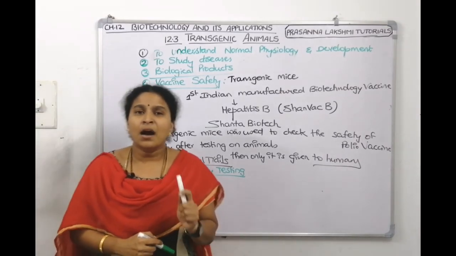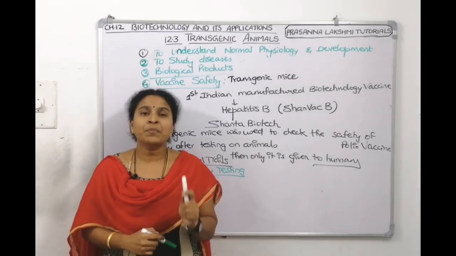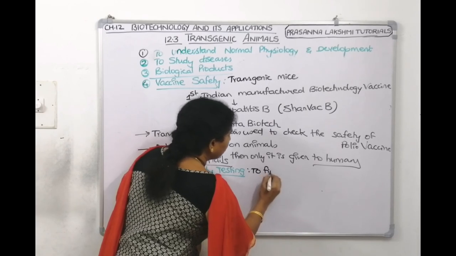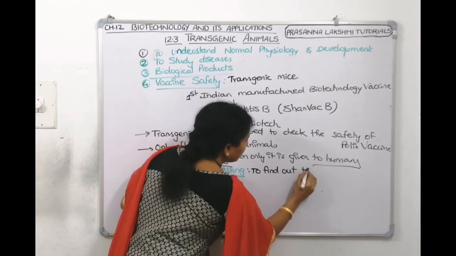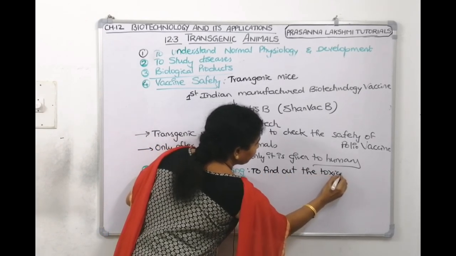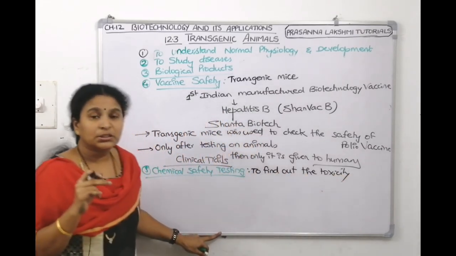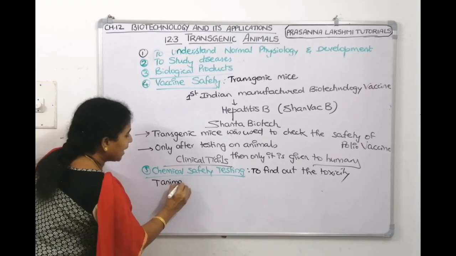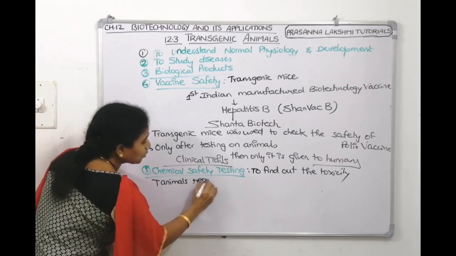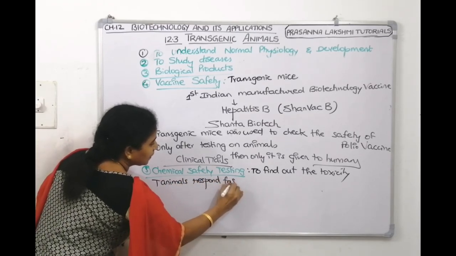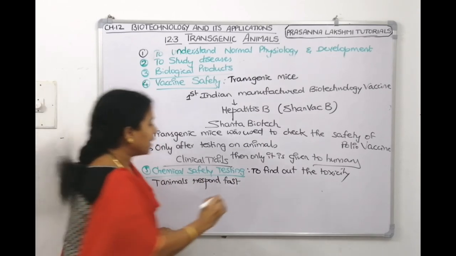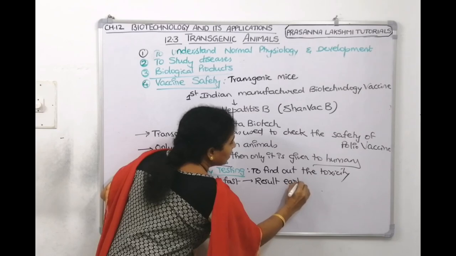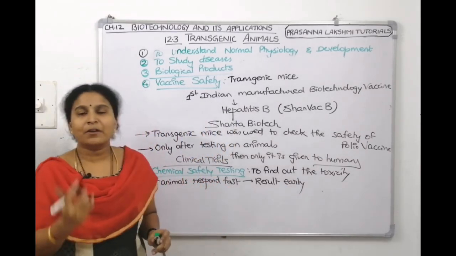How can we use them for chemical safety testing? To find out the toxicity. We can check the toxicity in normal animals also, but transgenic animals respond fast. That means you'll get your results early. That means you can do your experiment fast.